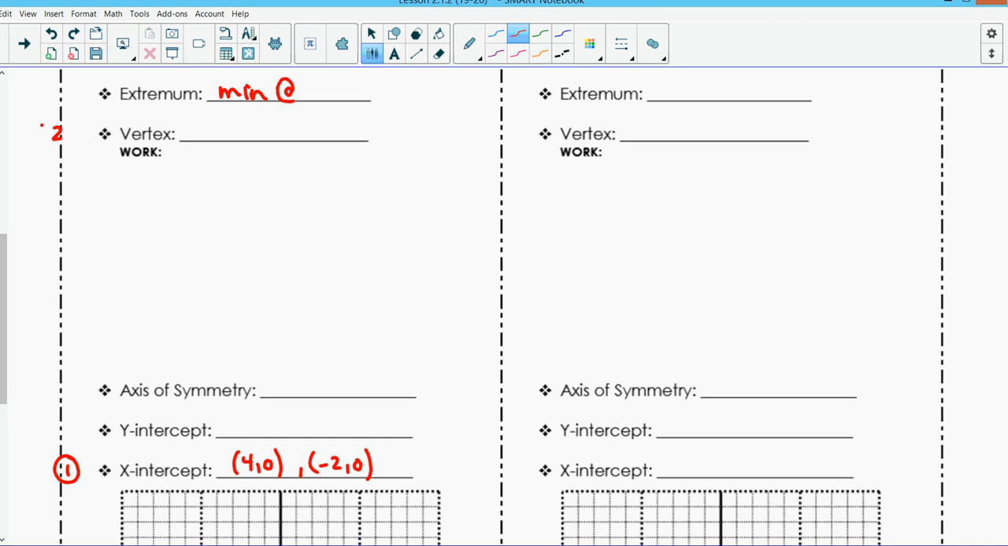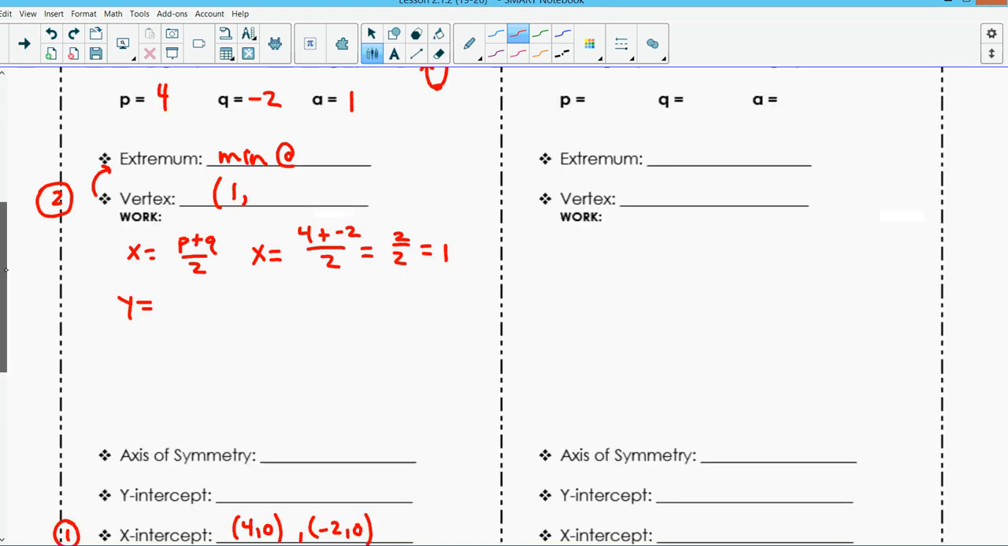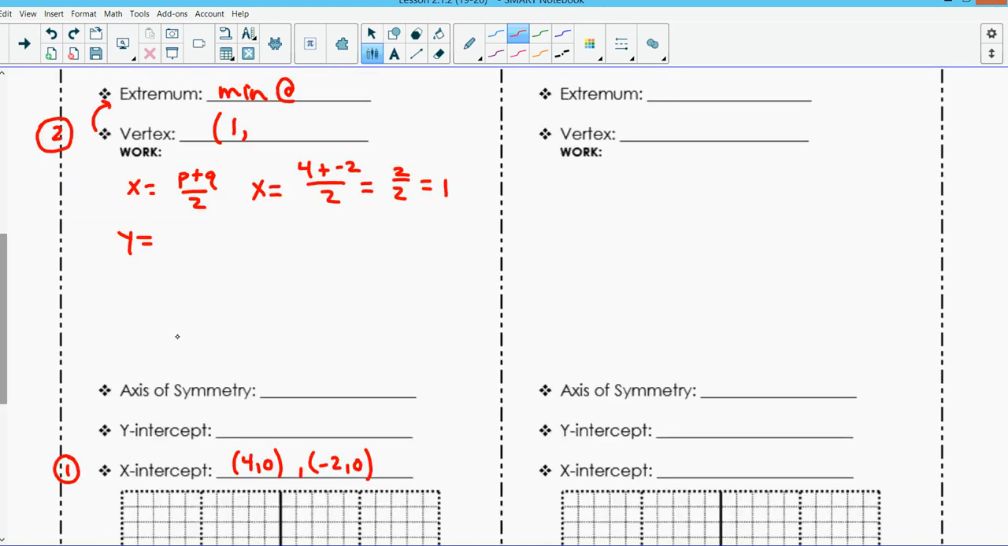Once I know my intercepts, then I want to go find my vertex, because then that will give me that right there as well as my axis of symmetry. I'm going to write this down so we know where it's coming from. I'm going to use p plus q divided by 2. So x equals 4 plus -2 divided by 2, which is 2 divided by 2, which is 1. So part of my vertex right here is 1. I can find my y by substituting in. Go up here so I see my function.